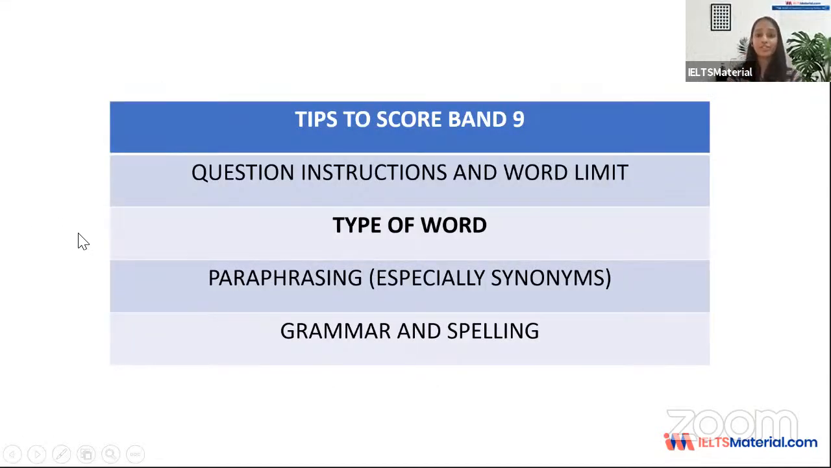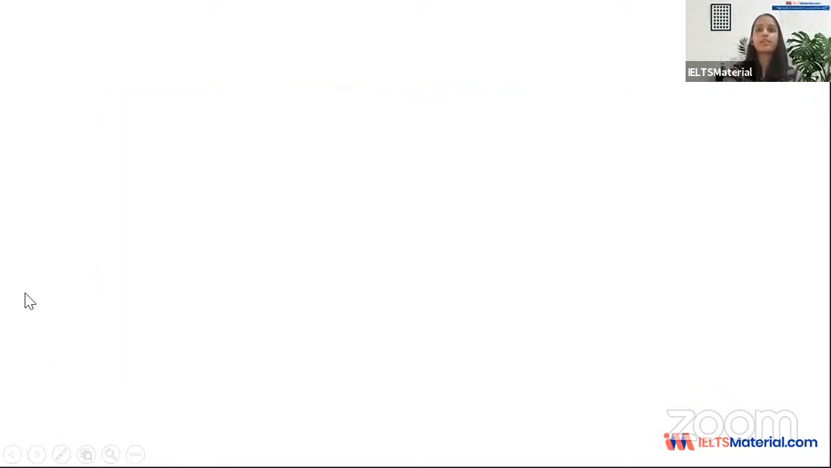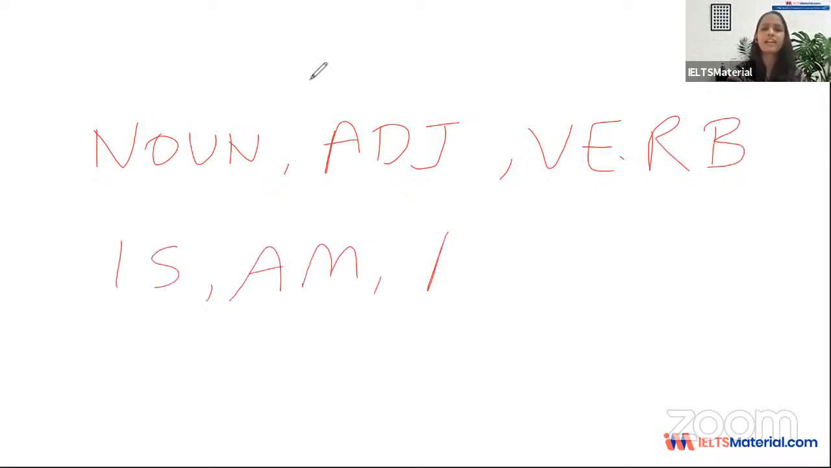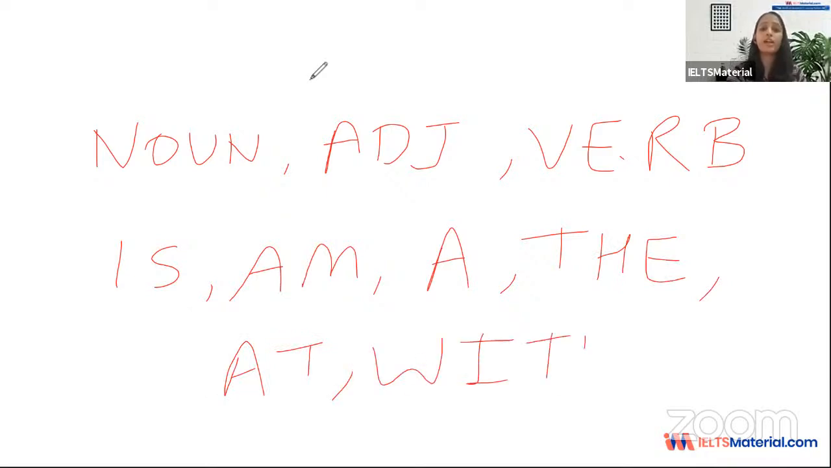This is very important: the type of word. In your answers, you are more likely to find a noun or an adjective or a verb. You are not going to find functional words like, let's say, is, am, or articles like a, an, the, or even prepositions like at, with. So you can always predict what type of word is coming up.